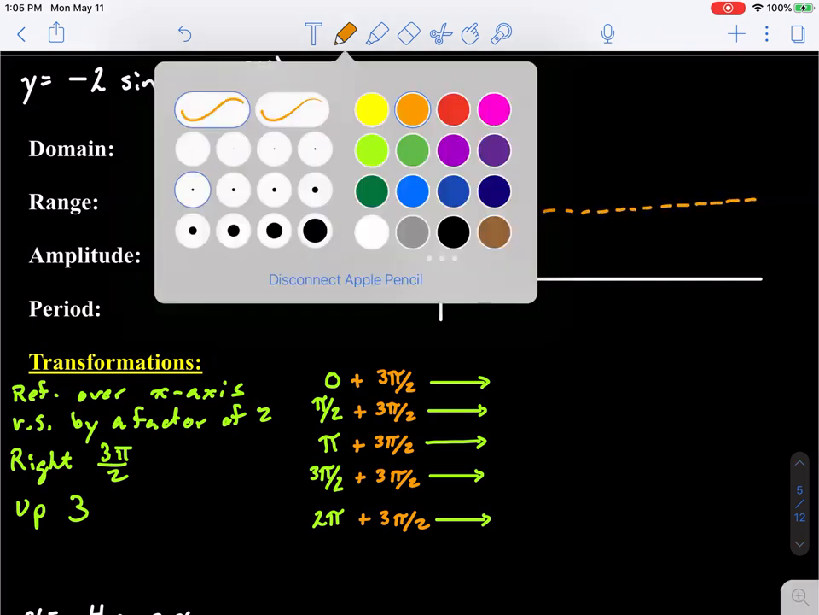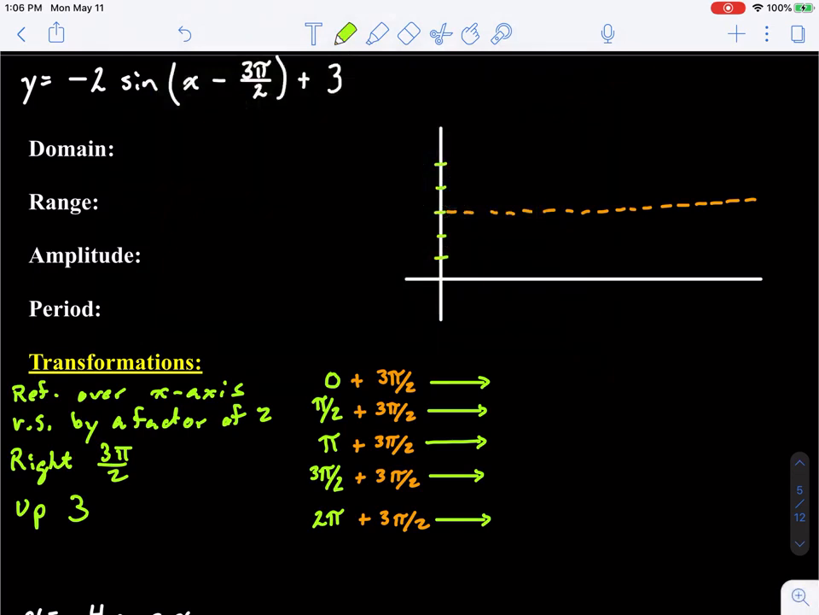All right, so now let's look at the x-axis values. Well, we are shifting to the right 3 pi over 2, which means these usual values on the x-axis, we're going to be adding 3 pi over 2 to those. All right, so that gives us the first value being at 3 pi over 2. The next one would be 4 pi over 2, which is 2 pi. And then you're going to have 5 pi over 2. And then 3 pi, and then 7 pi over 2. All right, so let's plot some points here. 1, 2, 3.